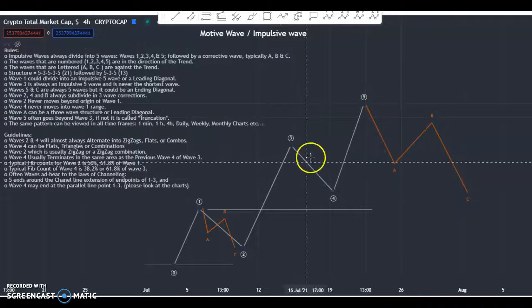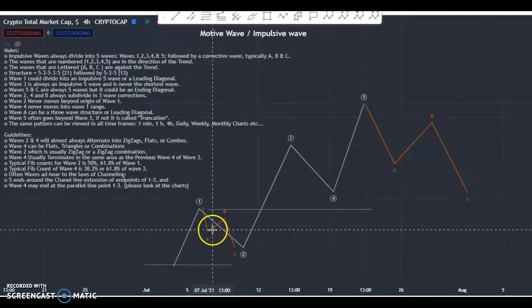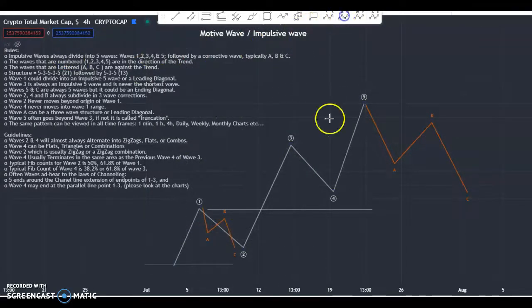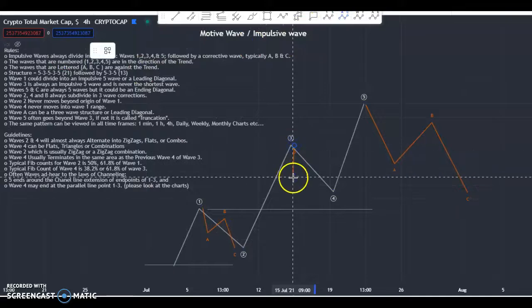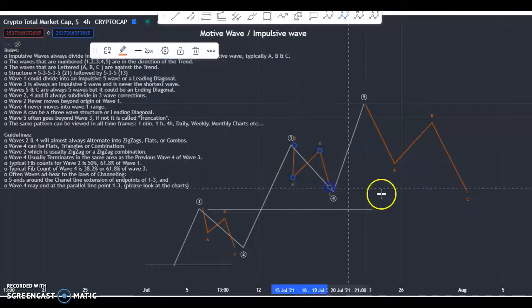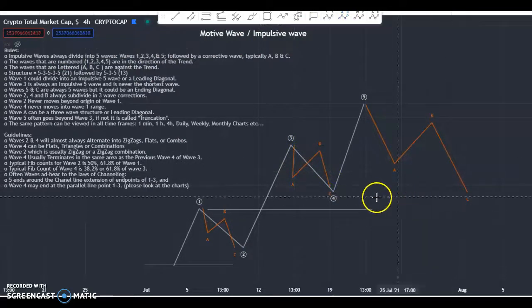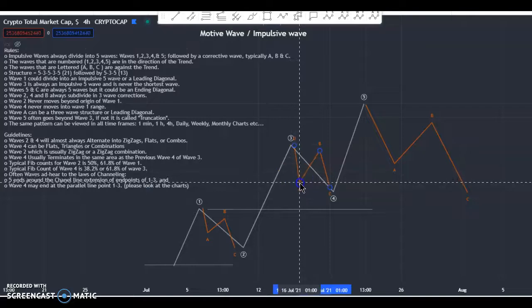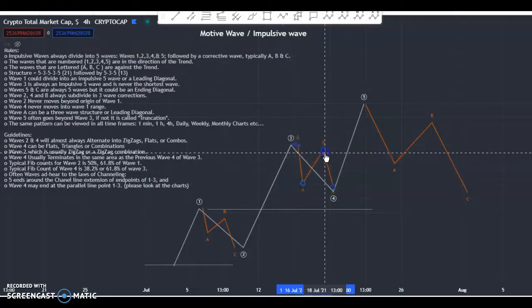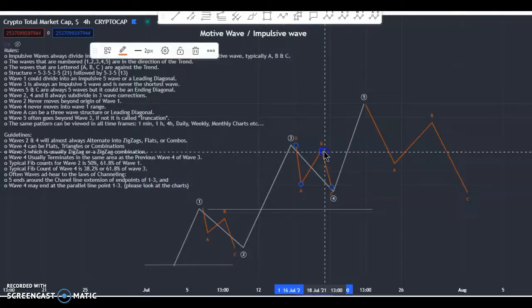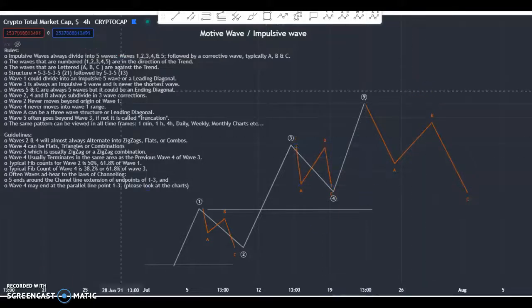Sorry, wave 4 down here. Do that again. So you got your wave 4 pattern like that. Okay, so it could be a flat pattern, so it's not as lengthy or sharp as the first one, wave 2. Okay, so that's the typical scenario.